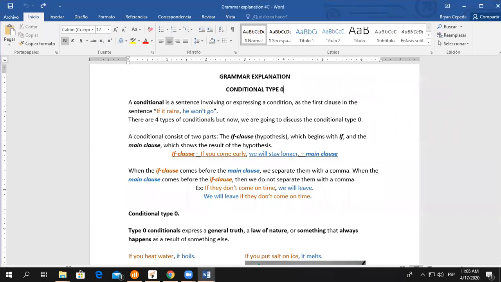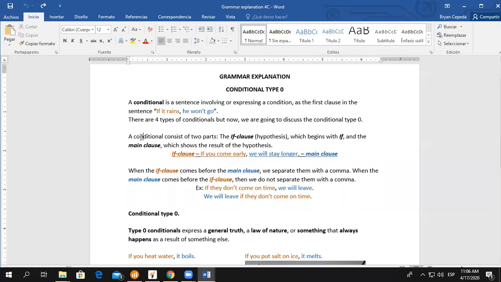Okay, there you go. So, there are 4 types of conditionals, but now we're going to discuss the conditional type 0.